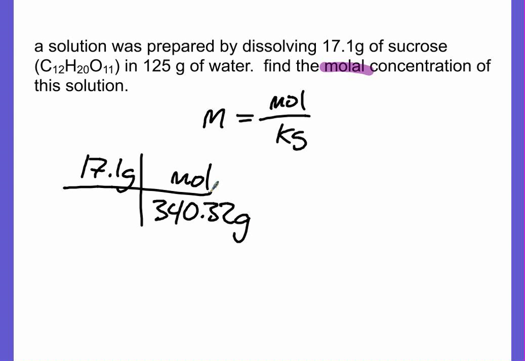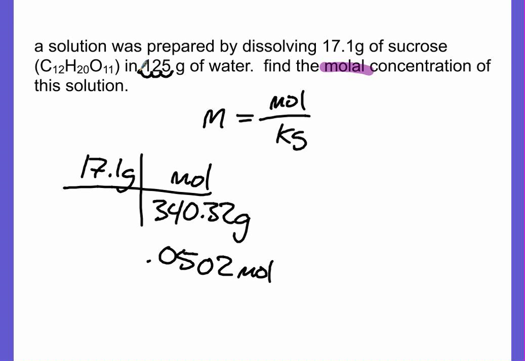So I'll just divide here and get an answer. 17.1 divided by 342.32 gives me 0.0502. I need 3 sig figs, so 0.0502 moles. And then I need to know how many kilograms of solvent I have, which is actually really easy to do. You just have 125 grams right now, just change that into kilograms, so move the decimal 3 times to the left.